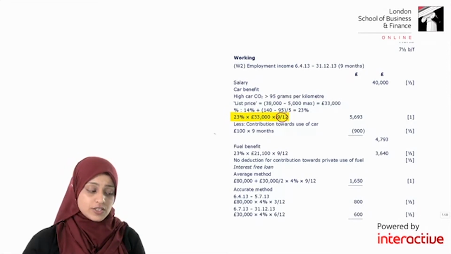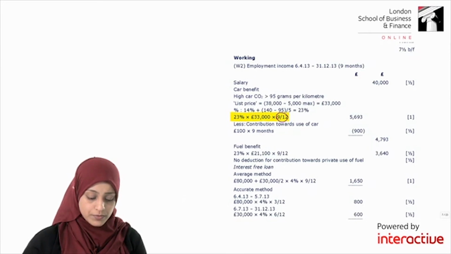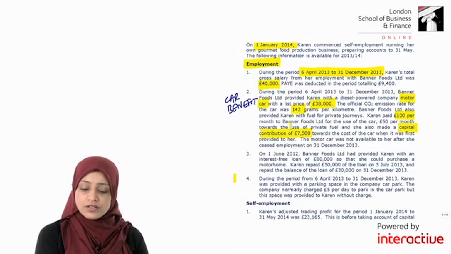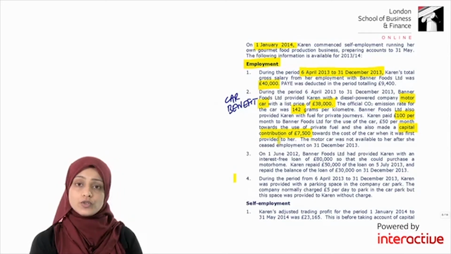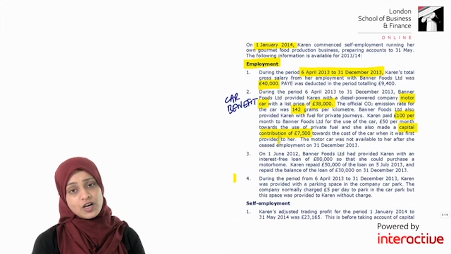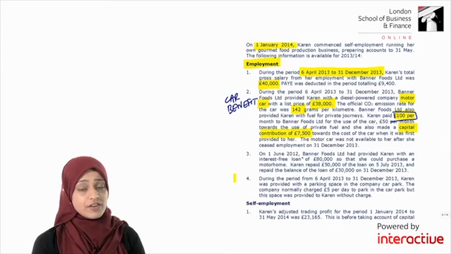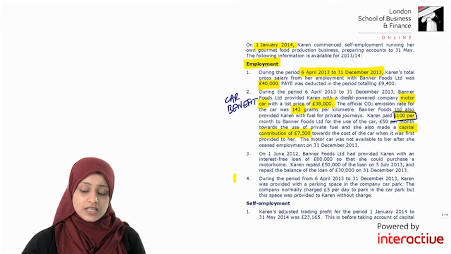We're also told that she is paying £100. I'll just quickly bring up the question. We're told that she is paying £100 per month towards the use of the car and £50 per month for the fuel of the car. Now, the amount that is contributed towards the fuel of the car is ignored. However, the amount that she pays towards the use of the car, also known as the revenue contribution, is taken into account. So this is the car benefit.